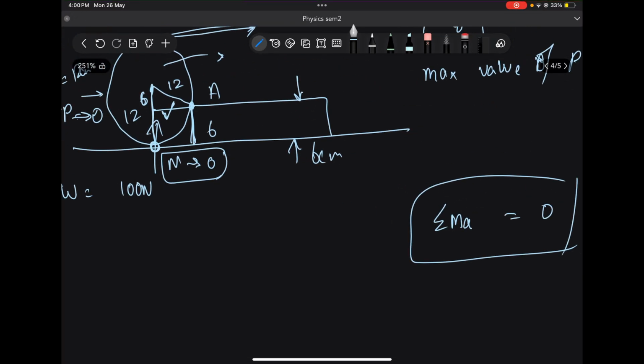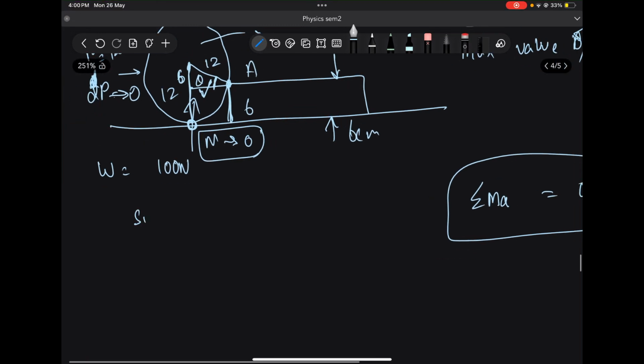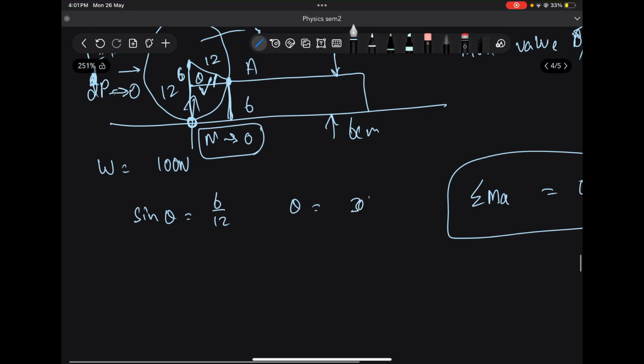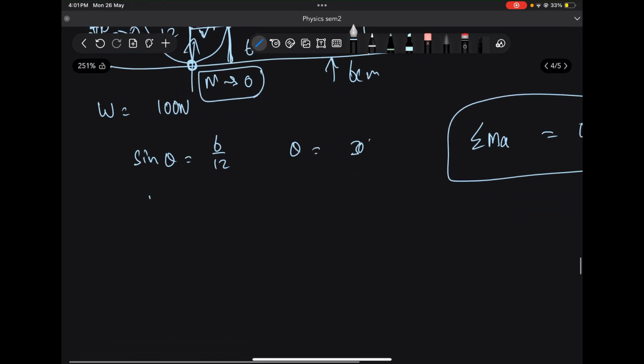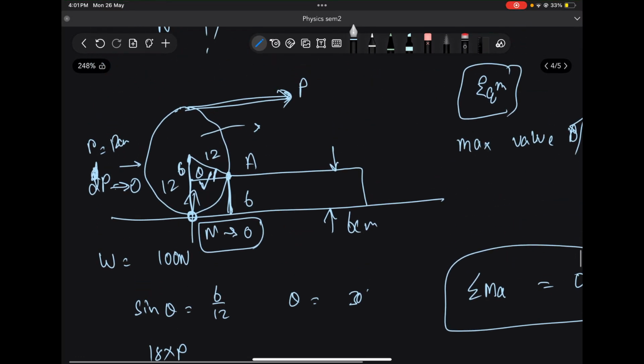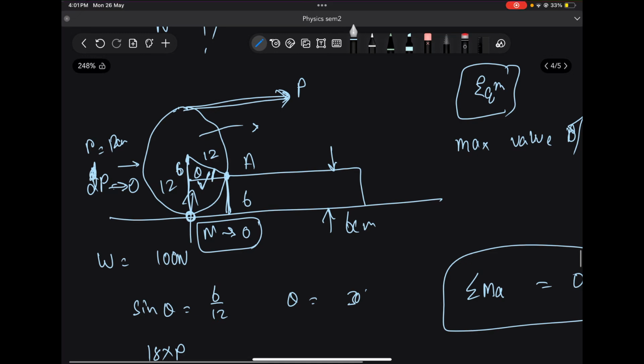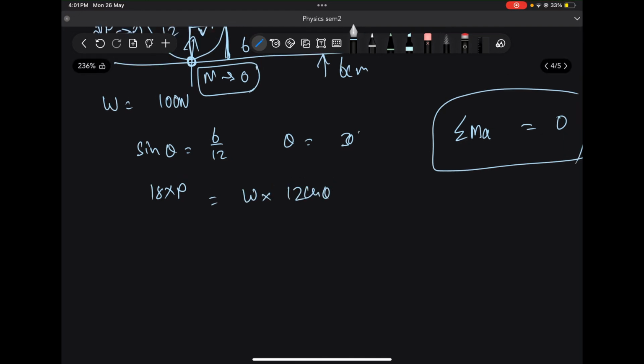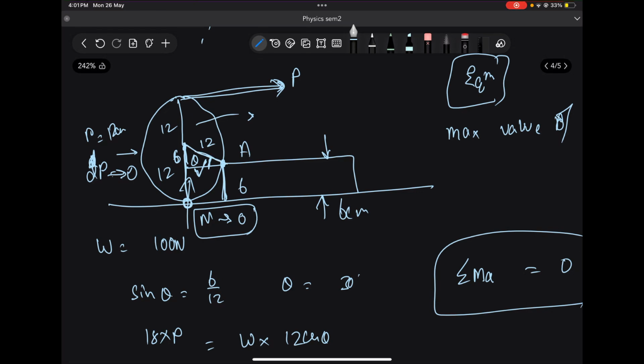Let's take this angle as theta. So we will get sine theta as 6 by 12. So theta is of course 30 degree. And what we can do is 18 into P, so of course moment about A. This length is 6, this length is 12. So moment of P is 18 into P, and P is already perpendicular, is equal to weight of the body into 12 cos theta. So this radius is 12 and the moment will be along the perpendicular.